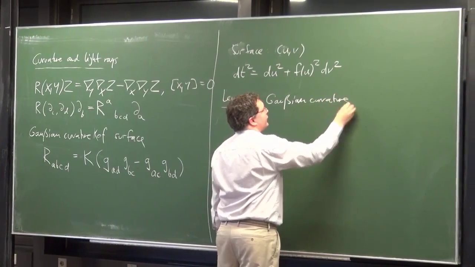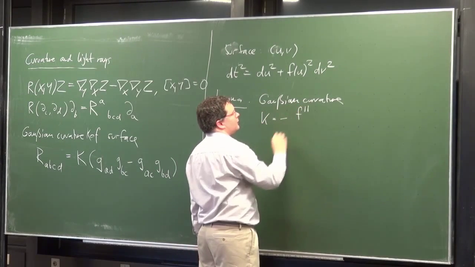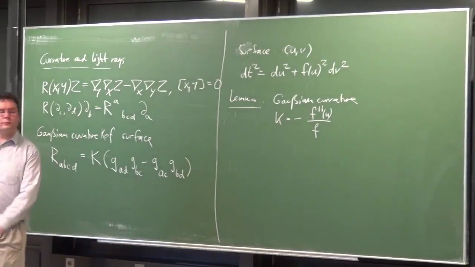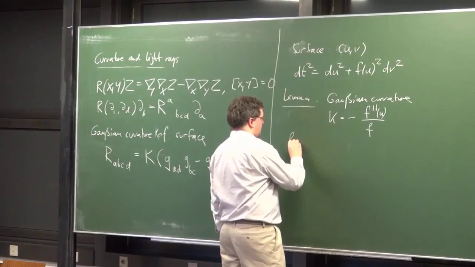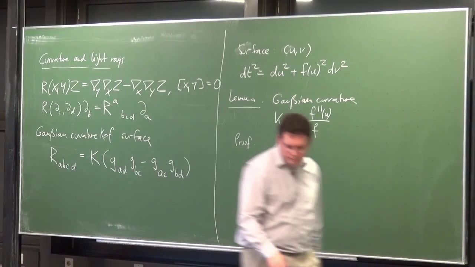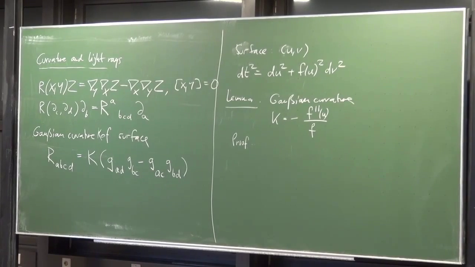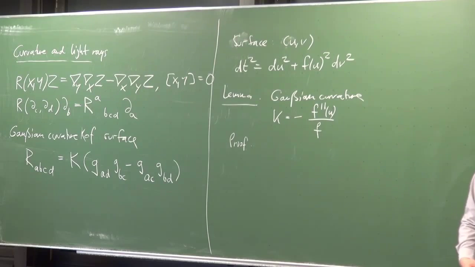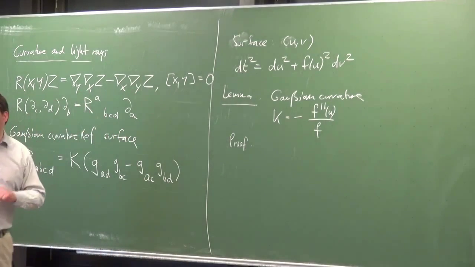So the Gaussian curvature of this surface has a very simple form. It's simply given by minus the second derivative of f divided by f. It's a nice little formula. So let's try and prove this in general. Okay, proof. We have to work out this Riemann curvature tensor for this very simple metric.